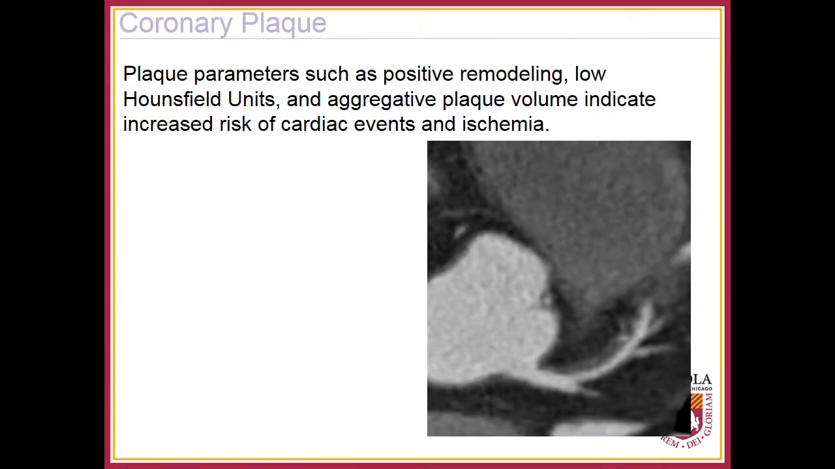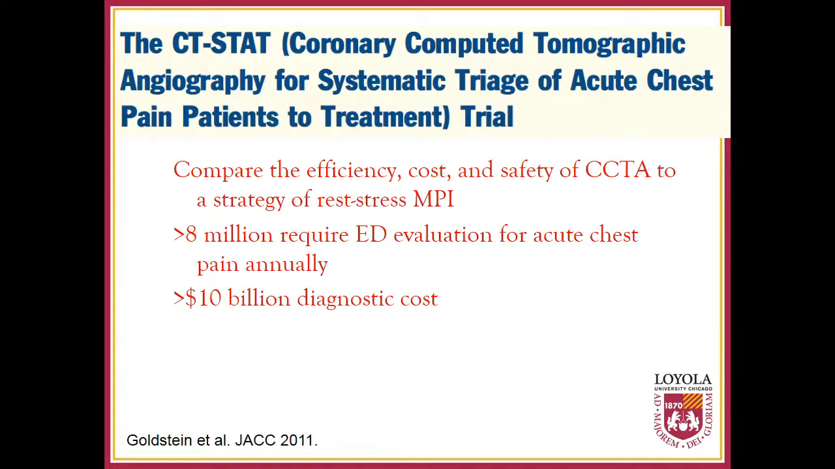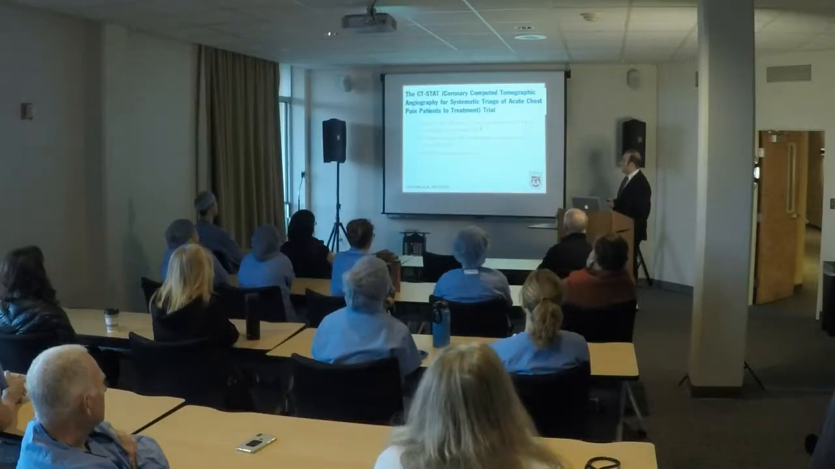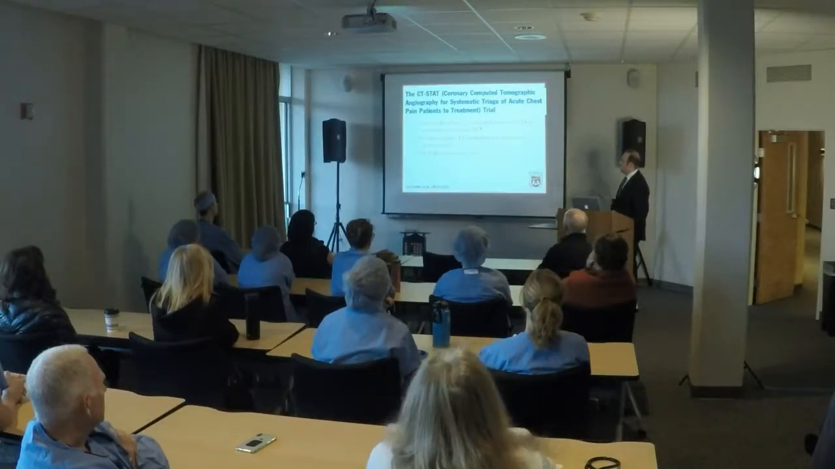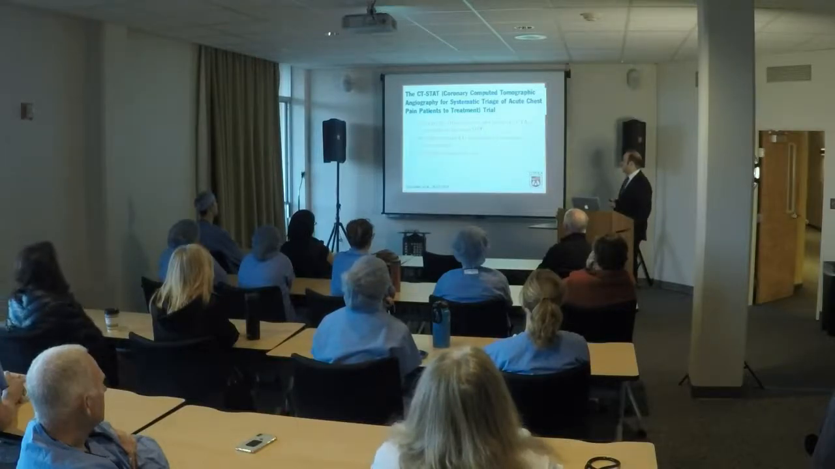So now I'd like to switch gears and talk about some data utilizing CT in the emergency department setting for acute chest pain. This was one of the first studies that was published in JACC in 2011 called CT STAT, comparing CT to traditional functional stress testing, specifically stress MPI. This is a large healthcare burden, greater than $10 billion in diagnostic costs annually. Greater than 8 to 9 million patients present to the emergency department every year with acute chest pain.